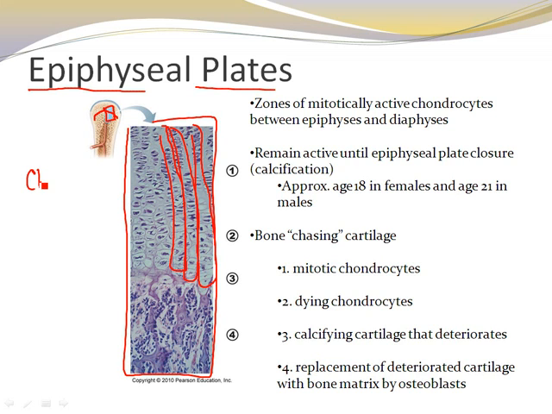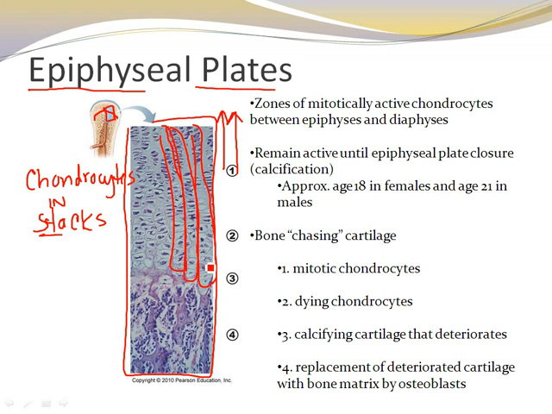Those are chondrocytes that are in stacks inside the growth plate. They are mitotically active. They're capable of dividing and growing. So they keep dividing, and the epiphyseal plate keeps growing upwards like this.